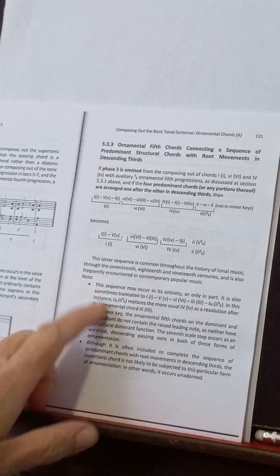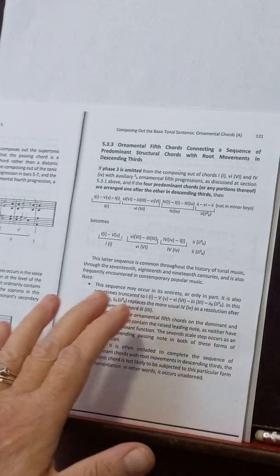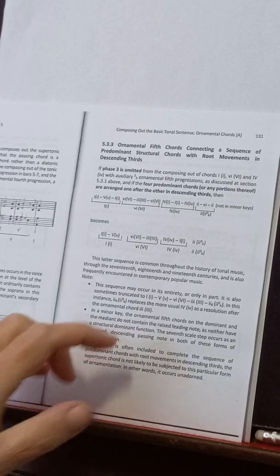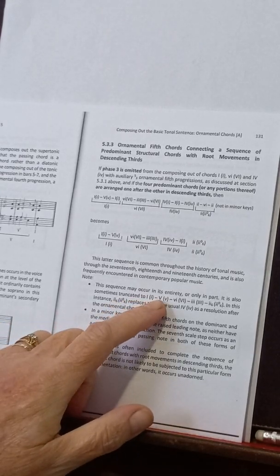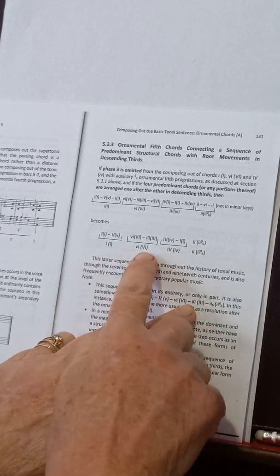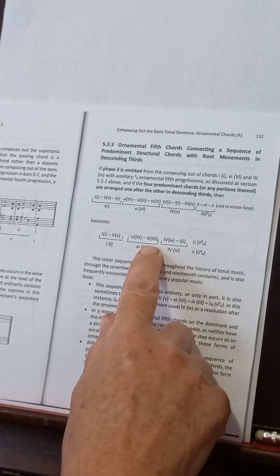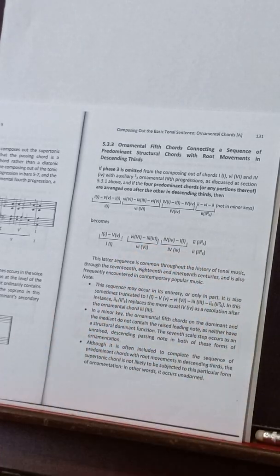You can use it such as these bullets. You can use the whole thing, 1 6 4, that goes right through and resolves on 2, or you can just use a part of it. Sometimes it's also truncated from 1 and its ornamental 5, and then 6 and its ornamental 3 up to there, and then it leaves out 4 and it goes from 3 to 2, and then it stops there. In this instance, the supertonic would actually replace the more usual subdominant as a resolution after the ornamental chord 3.